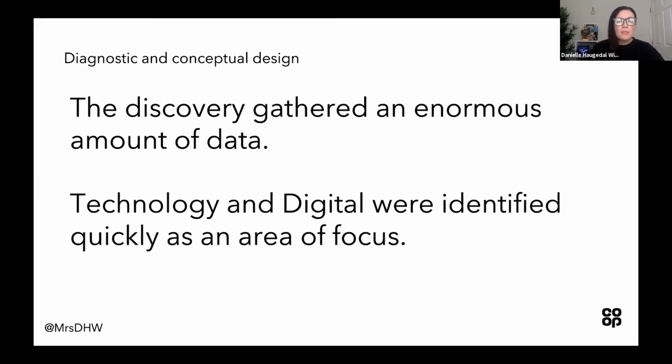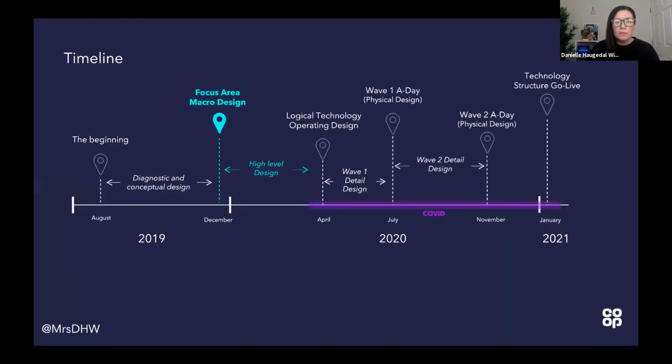So we did a big piece of discovery where we gathered an enormous amount of data. That was interviews with colleagues, lots of data around our costs, data around our capabilities, just to really uncover what we had and how much of it we had and how well it performed. What came out of that discovery, from looking at the strategy, was that technology and digital were identified as a key area of focus, which is no surprise given the way the world is changing.